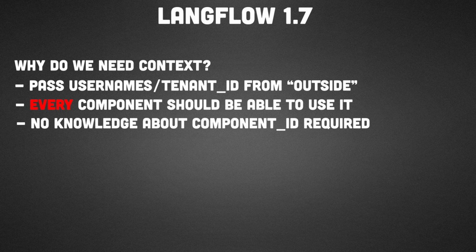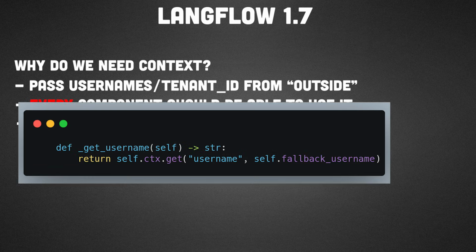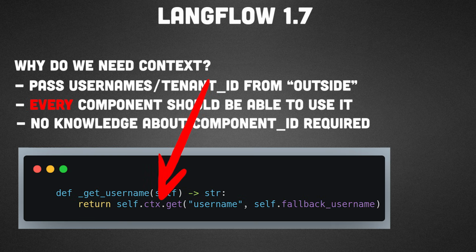With context, you pass it once in your API call and any component can read it via self.ctx. In the next few minutes, I will show you how that works directly in the code.